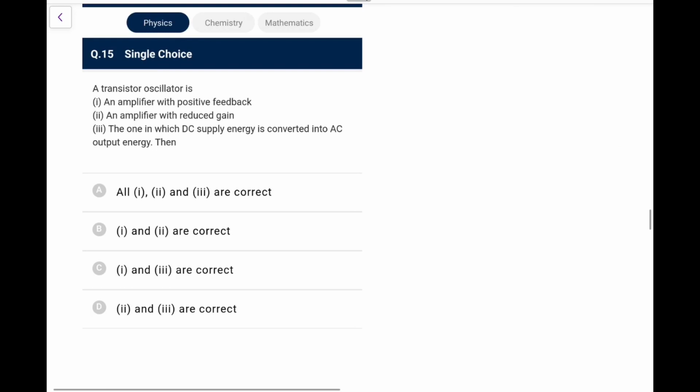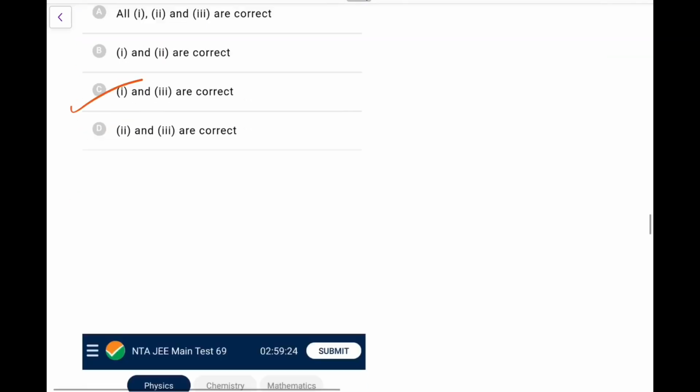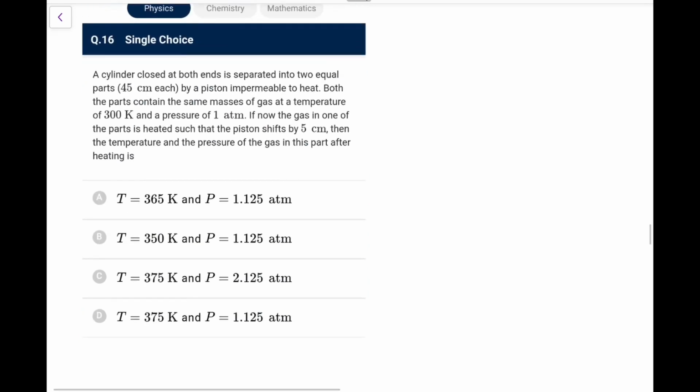Next one. A transistor oscillator is an amplifier with positive feedback. Yes, it has an amplifier. It is an amplifier with reduced gain. No. The one in which DC supply energy is converted into AC output energy. Yes, the DC batteries are used to generate an AC signal. So the first one is right and the third one is right. So option C is right. Next one. We had a positive feedback here.